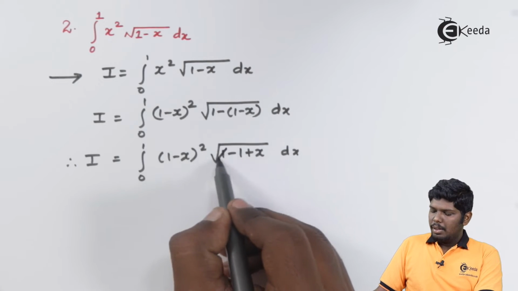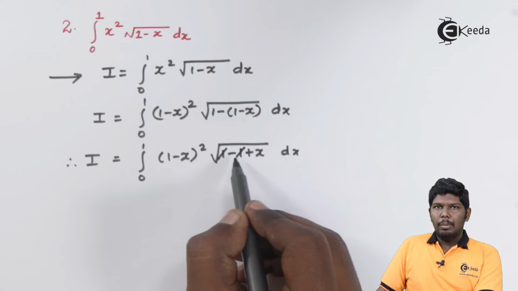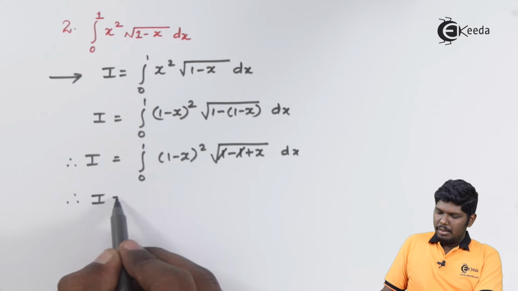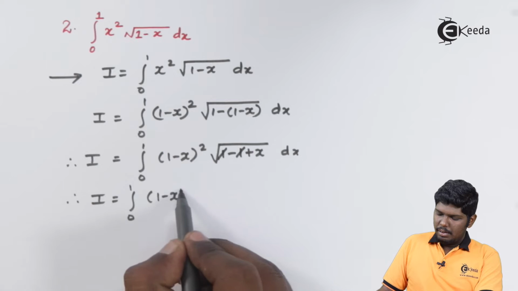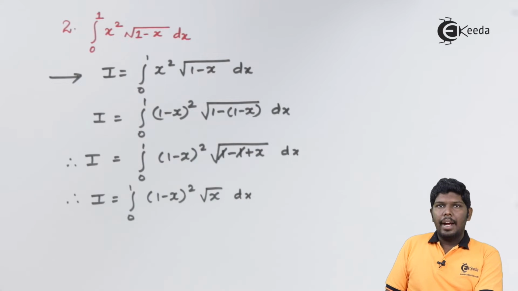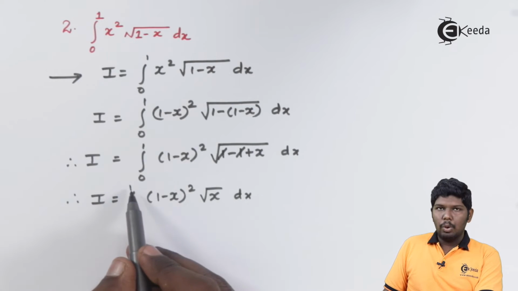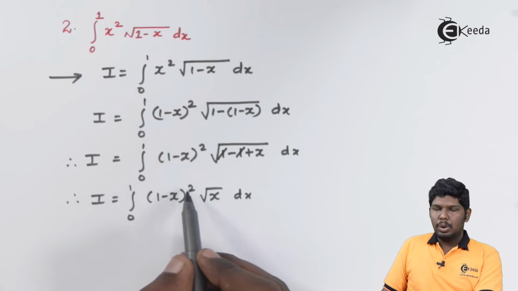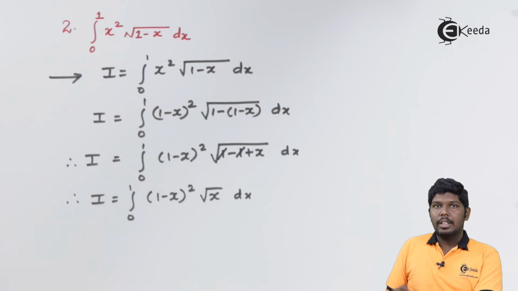Here 1 and minus 1 will be cancelled. And I is equal to now integral 0 to 1 minus x the whole square root x into dx. Now the next step of simplification will include expansion of 1 minus x the whole square using the formula a minus b the whole square, and at the same time we can write root x as x raised to half.